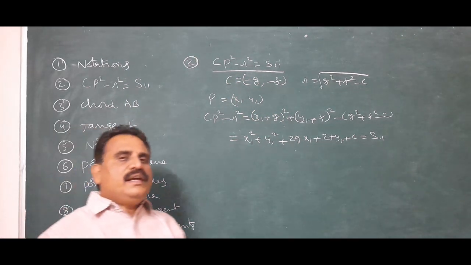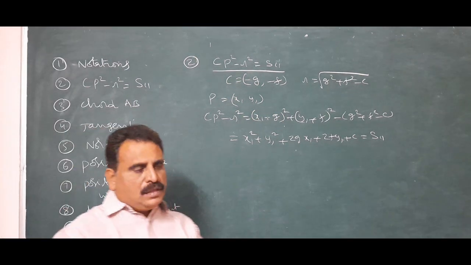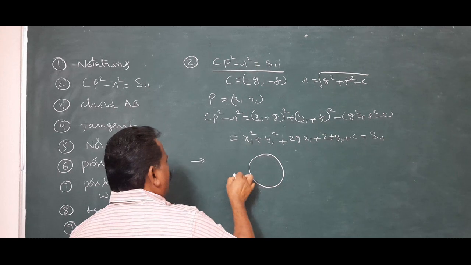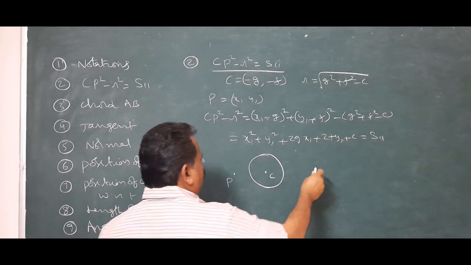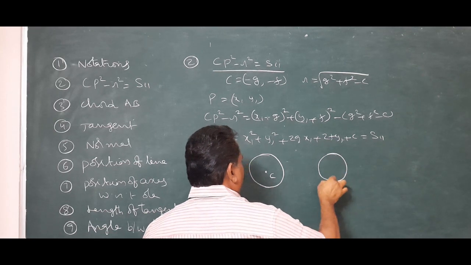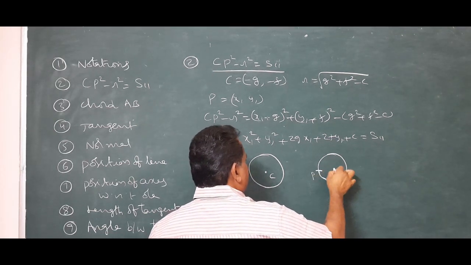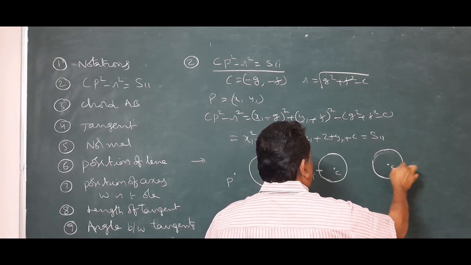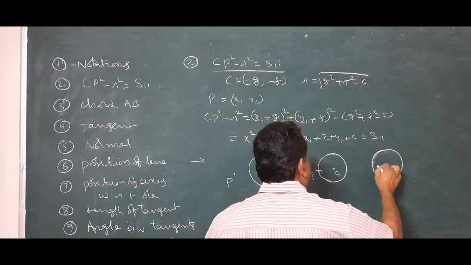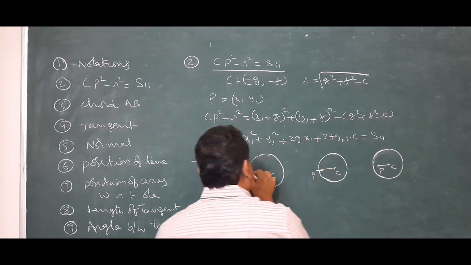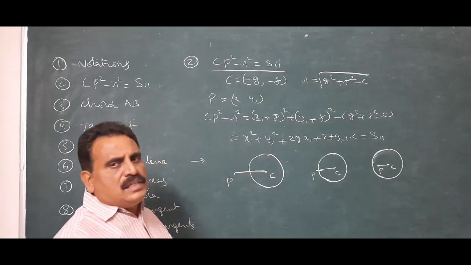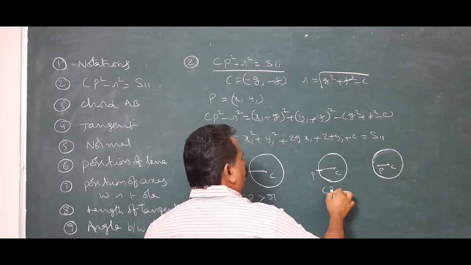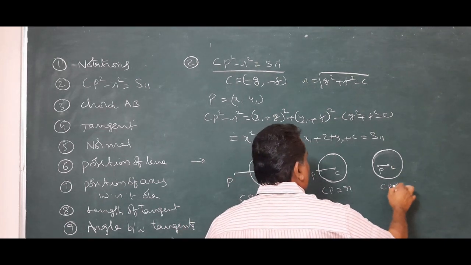Based on this, we can decide the position of the point. That means if the circle and point are given, the point P is outside, C is the center of the circle; P lies on the circle; P is inside the circle. The position of the point with respect to the circle depends on the distance between CP and r. Here CP is greater than r. Here CP equal to r. Here CP is less than r.